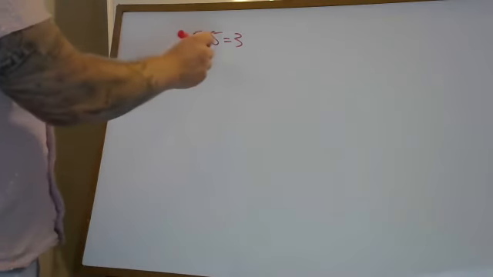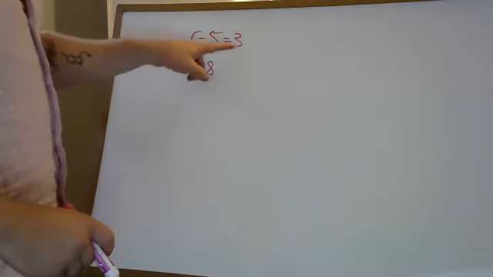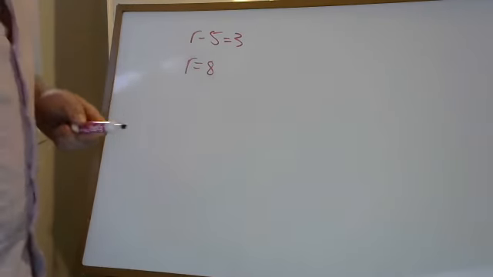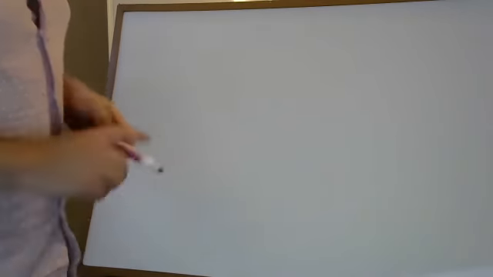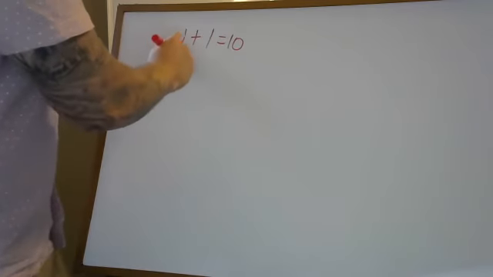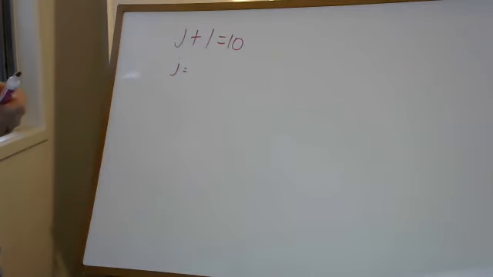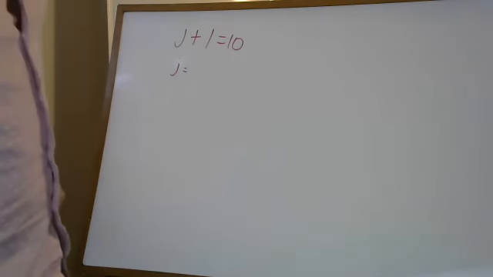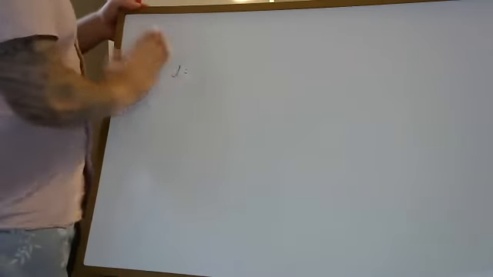So the answer would be 8. Again, there's a minus sign there, so 3 plus 5 equals 8. What about, what's the value of J? 9. Okay. So I feel like most of you will understand the one-step equations. So I'm going to put up some two-step equations now.